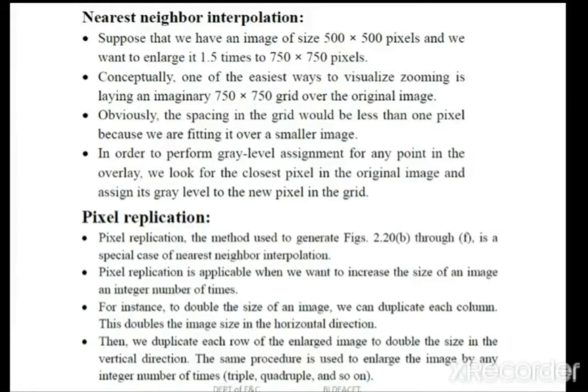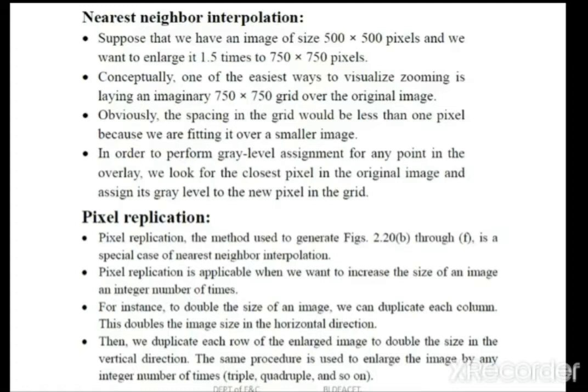Similarly, for shrinking the image, we can use exactly the opposite process of pixel replication. Shrinking means reducing the size of the image. So if you want to shrink an image of size 500 by 500 pixels by 50%, you have to reduce the size of this image to 250 by 250 pixels. In that case, we are going to delete the alternate rows and columns. That process we use in case of shrinking of the image.